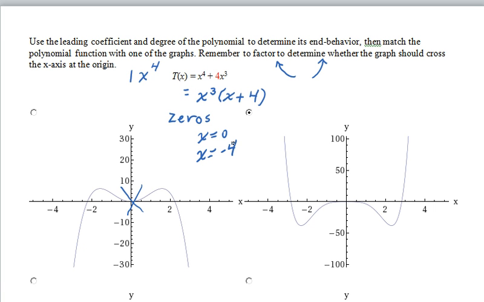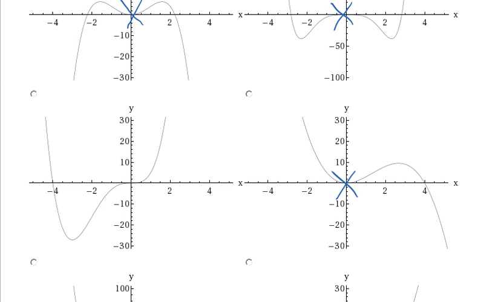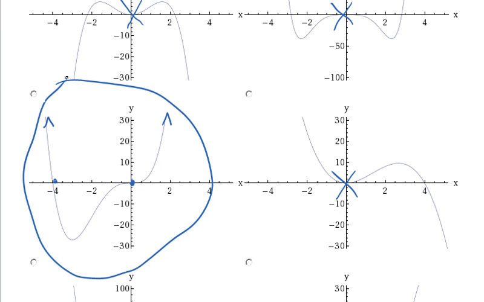So we have to exclude the second graph because it does not have a zero at negative 4, and it has zeros that we are not interested in. When we go down to the third graph, we hope to find that its zeros are negative 4 and 0. And they are because the x-intercepts are negative 4, 0, and 0, 0. It also goes up when x increases or decreases without bound. So this is our graph of y equals x to the fourth plus 4x cubed.